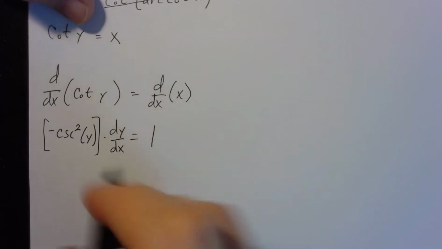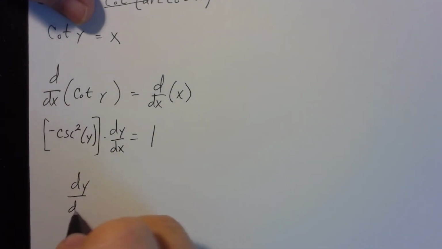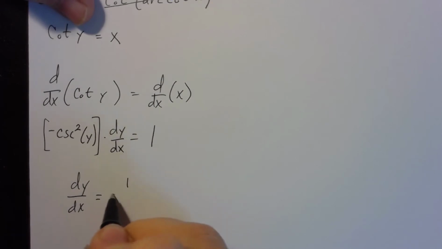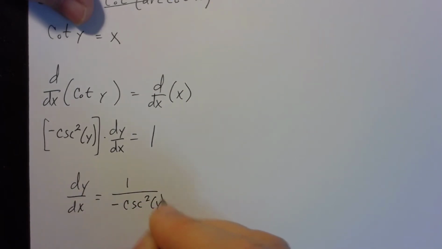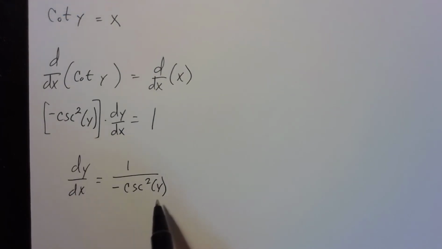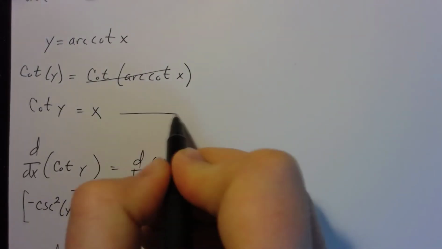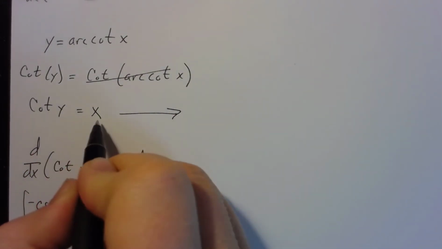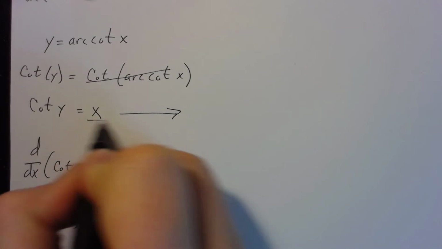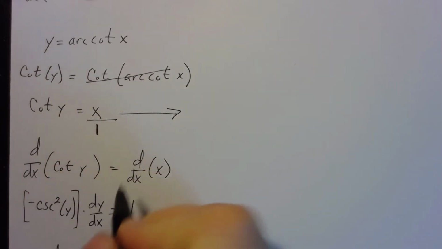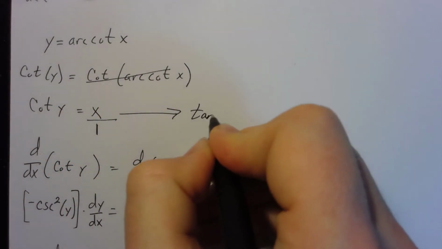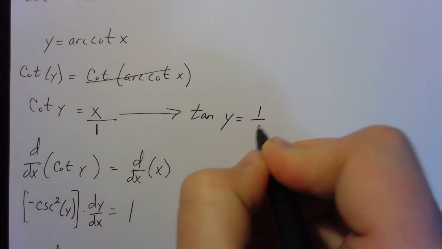So now I have this, and I can go ahead and solve for dy/dx. If I solve for dy/dx, I obtain 1 divided by negative cosecant squared of y. But recall, if I can solve this for y, I'm going to back substitute what it really is. So in this case, I have to move back up to this piece right here, where I know cotangent of y is equal to x. Another way I can see this is cotangent of y equals x over 1, which means I'm going to rewrite this as tangent of y equals 1 over x.